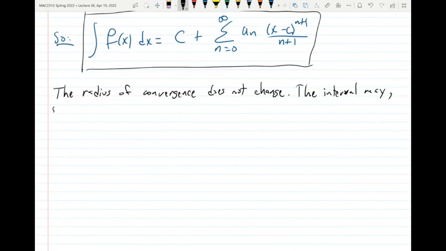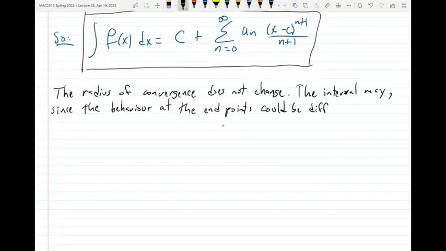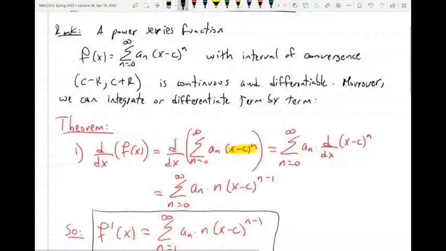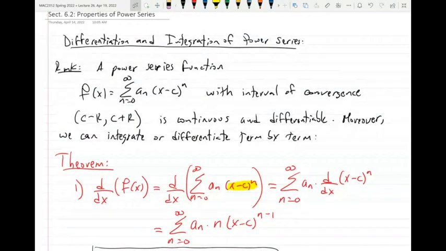The behavior at the endpoints could be different. And what I mean is, comparing with respect to the original series. The original series may or may not converge at the endpoints, but after you integrate or differentiate, you may get convergence at the endpoints. You always have to check that. But the radius does not change, so that means that your interval of convergence is going to have exactly the same shape. You just have to see what happens at the endpoints.